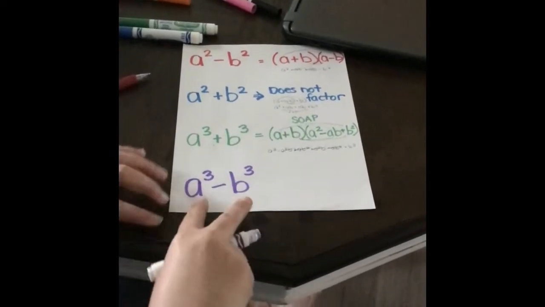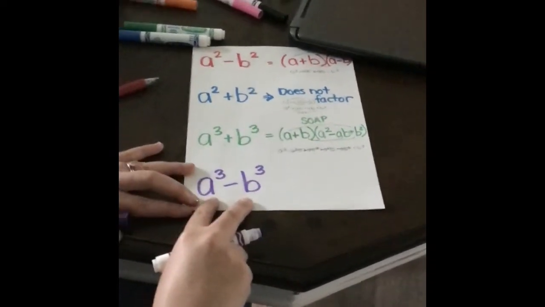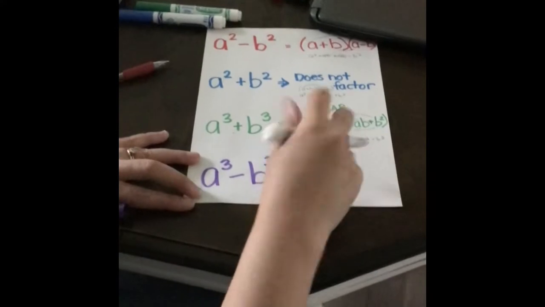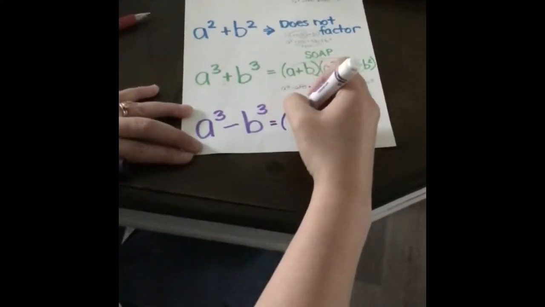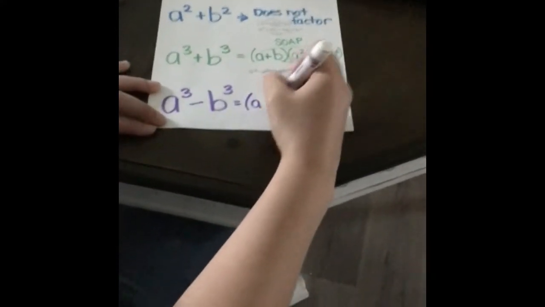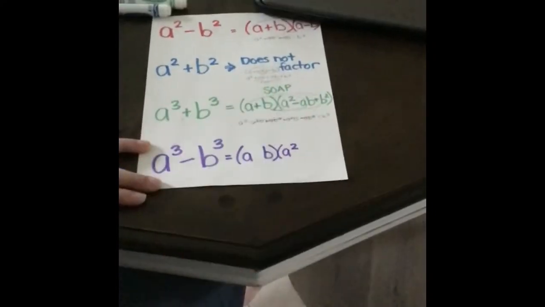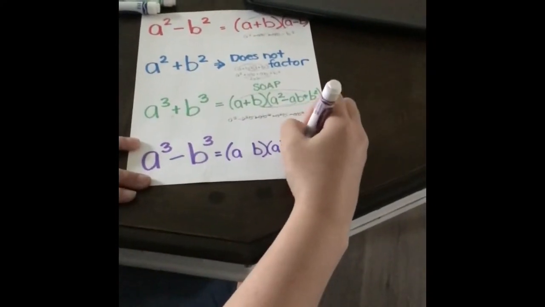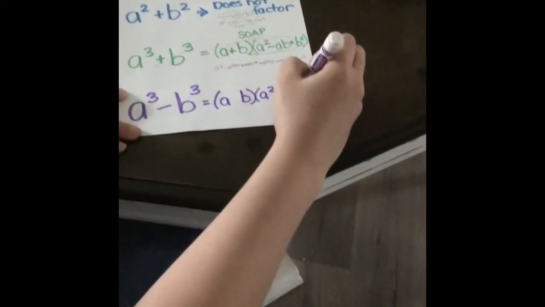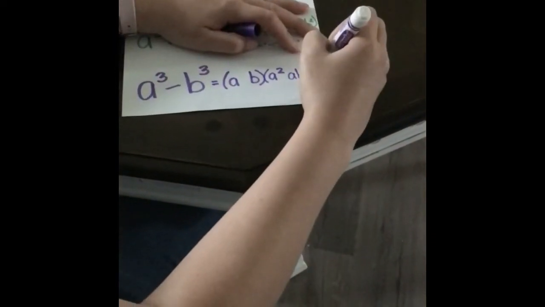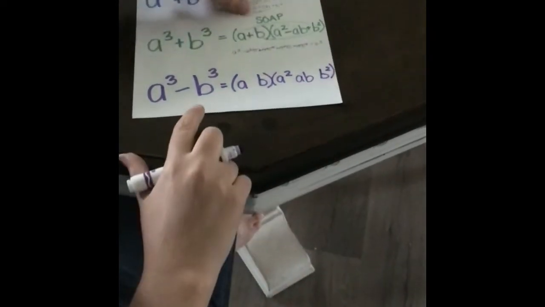So very similarly for our difference of cubes, we're following the same process. So we take the cube root of each, which in this case is just a and b, and then squared, multiplied together, and then second one squared. Same signs.